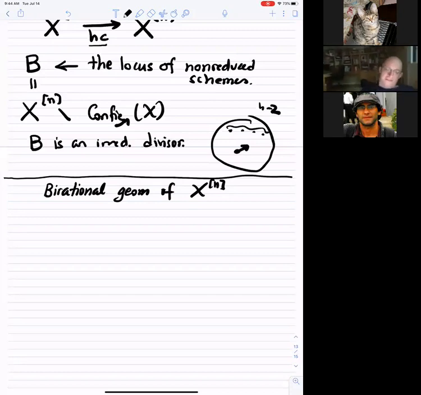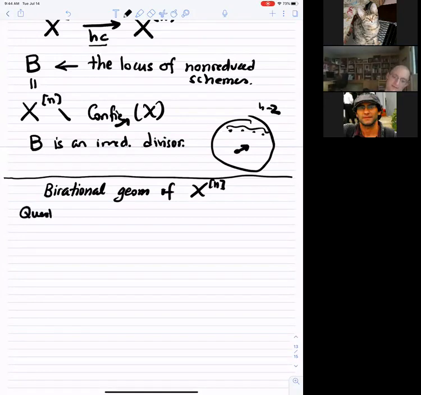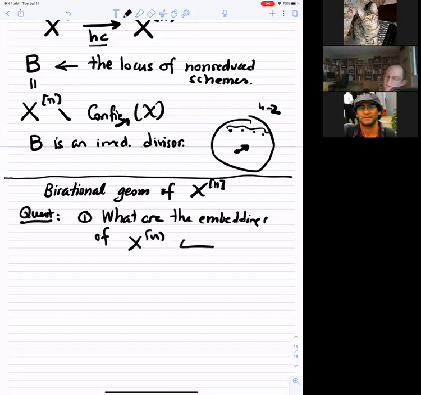So what does that mean? The kinds of questions we want to ask: the first question is, what are the embeddings of X^n into projective space? Say that I want to understand the embeddings of this Hilbert scheme into projective space. In order to understand this, there is something called an ample cone.